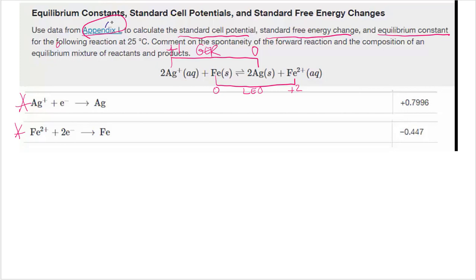All right? So remember, my reduction is my cathode. My silver, right? Reduction is cathode. Both consonants. My reduction we just said was silver. So this is my cathode. Down here would be my anode.